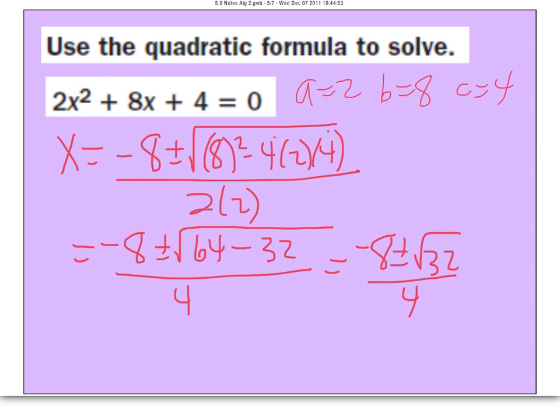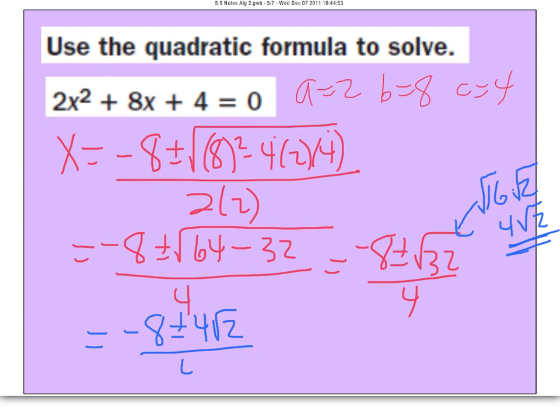Now remember, we learned how to handle square roots. Are there any perfect squares you can yank out of here? You have to be careful because 16 times 2 is 32, which means I can do the square root of 16 and the square root of 2. The square root of 16 is the number 4, and I would keep the square root of 2. So this actually simplifies to negative 8 plus or minus the square root of 32, which is the same as 4 times the square root of 2, so we put that there instead, all over 4.